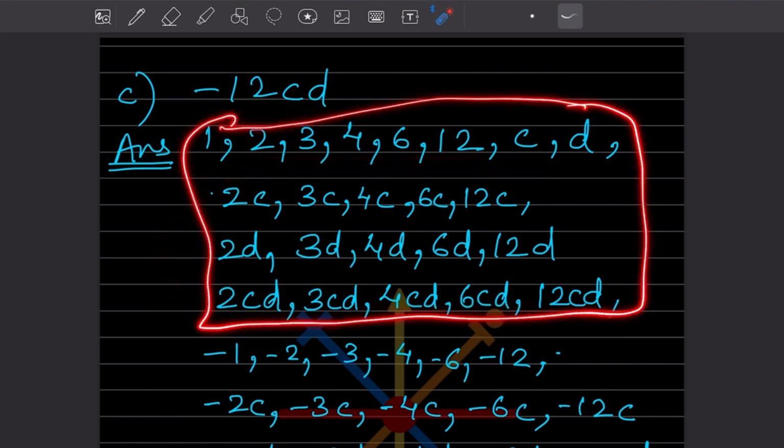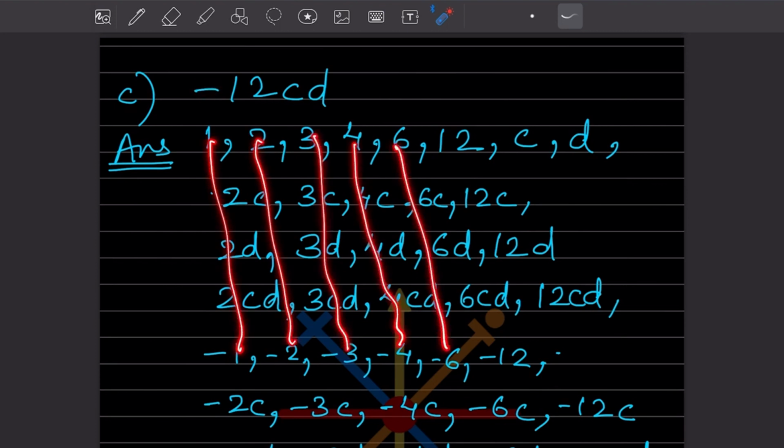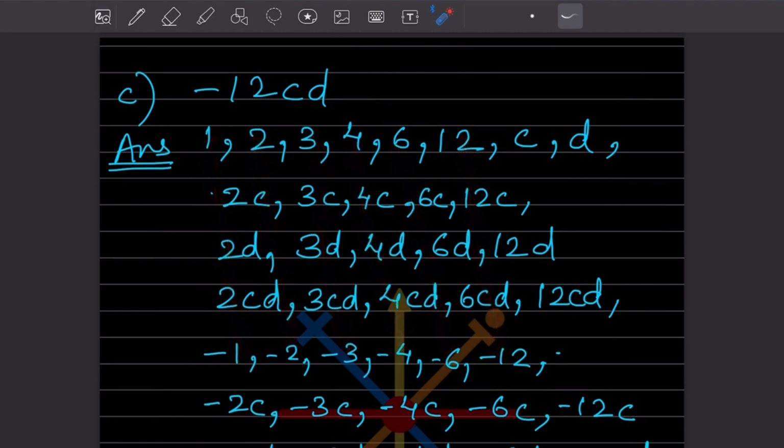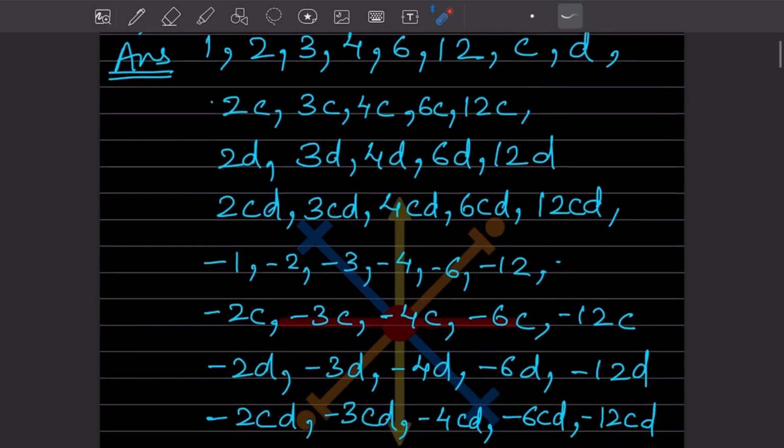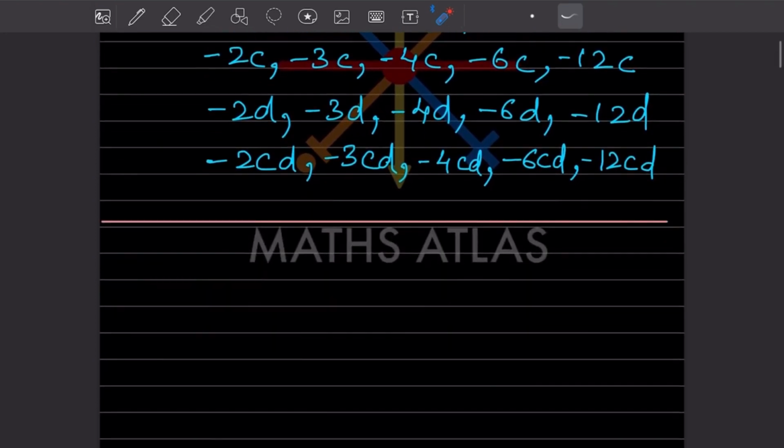Okay, and now as we did for the previous one, that is for A, now we'll take the negative sign. So what are you going to do? Negative, negative, negative. Same thing, but you will put a negative sign over here. Again the same thing. Okay, so this part is clear.